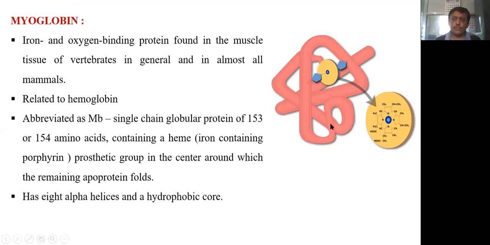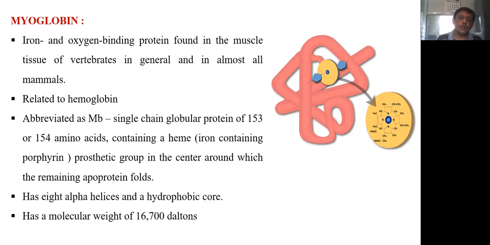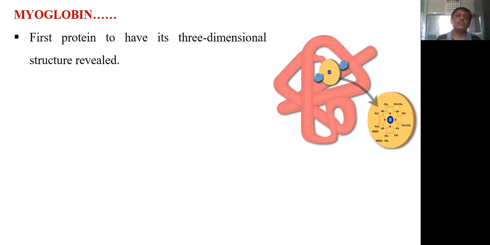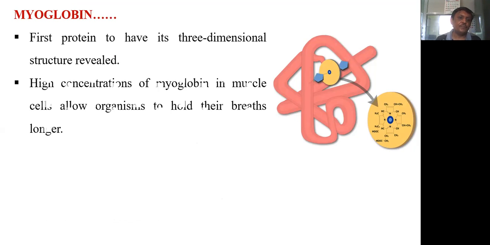This is a single chain protein, so it has 8 alpha helices and hydrophobic cores. Also, it has a molecular weight of approximately 16,700 daltons. This myoglobin is the first protein whose three-dimensional structure was revealed. That means when the three-dimensional structure of proteins was revealed, the first compound found having a three-dimensional structure was myoglobin.